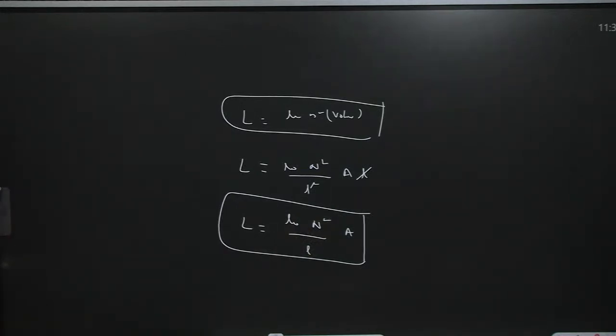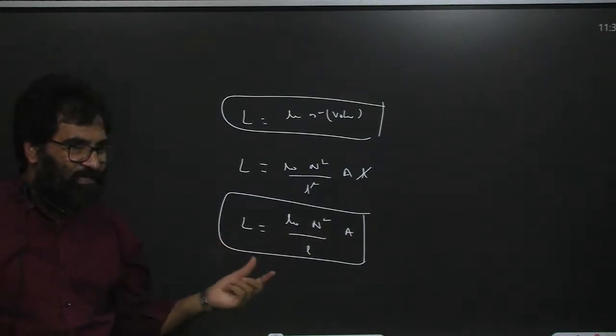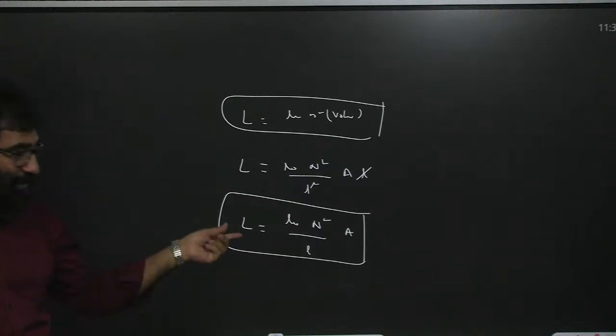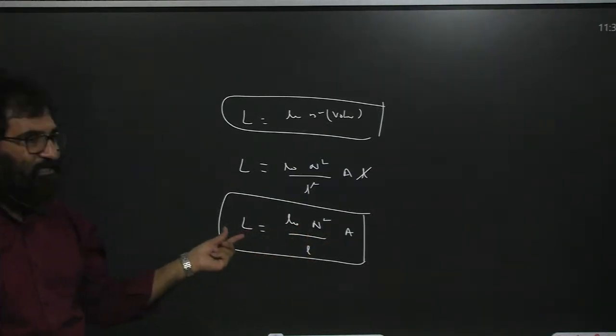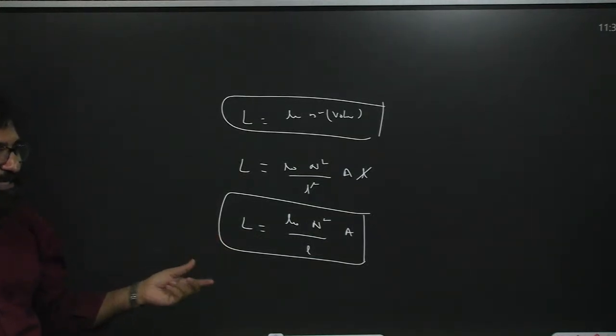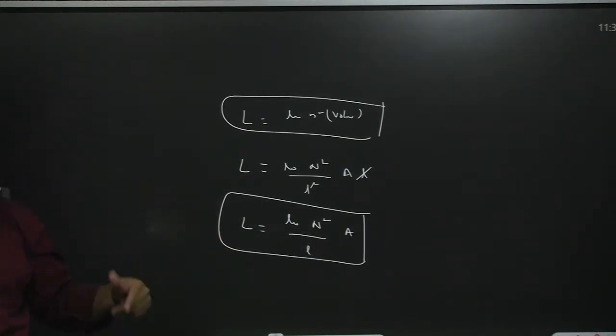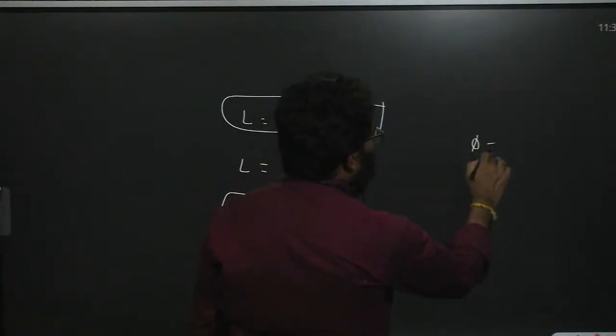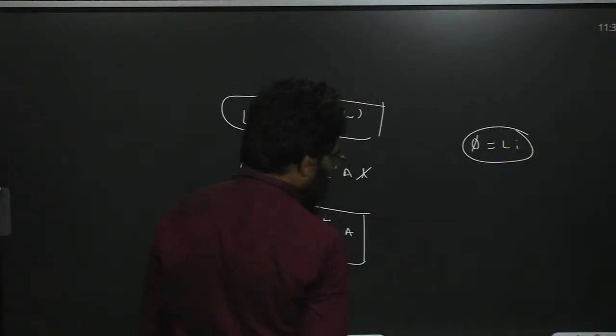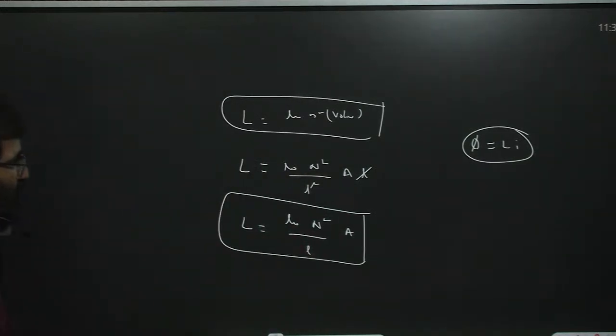If area is increased, is self-inductance increased or decreased? Increased. If the number of turns is increased, self-inductance is increased. Inductance means opposing a change in current. Now this is called inductance. Flux we always define as L into I. This is always constant. Flux is equal to L into I.